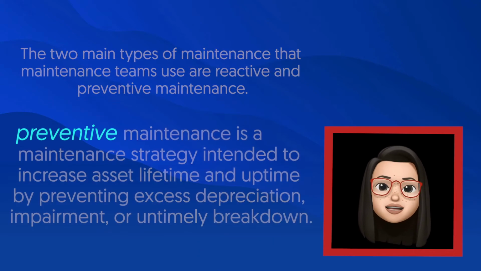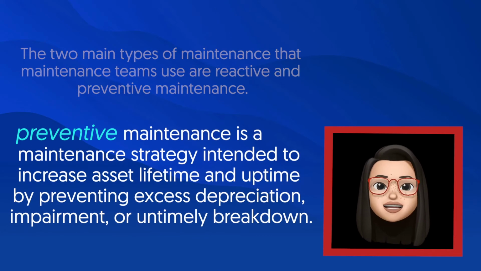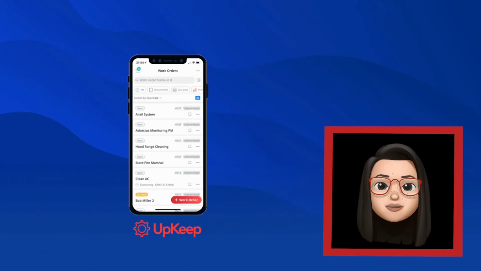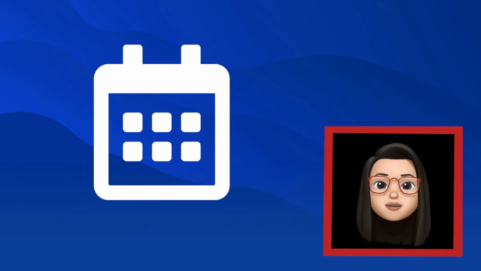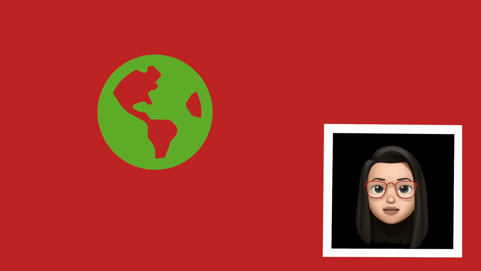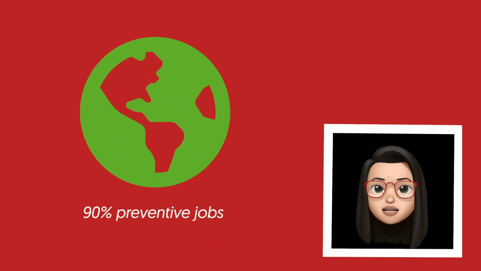Preventive maintenance, on the other hand, is a maintenance strategy intended to increase asset lifetime and uptime by preventing excess depreciation, impairment, or untimely breakdown. With the data and insights provided by a CMMS or other type of maintenance software, your maintenance team will be able to shift to a more proactive state. World-class maintenance programs have over 90% preventive jobs.